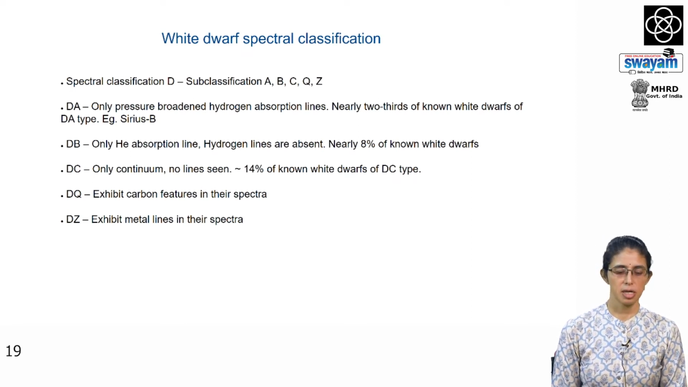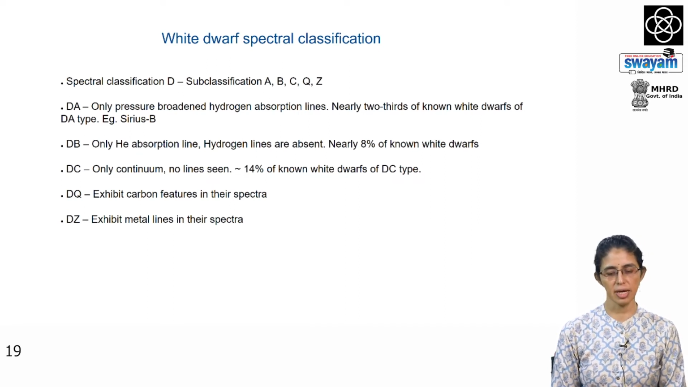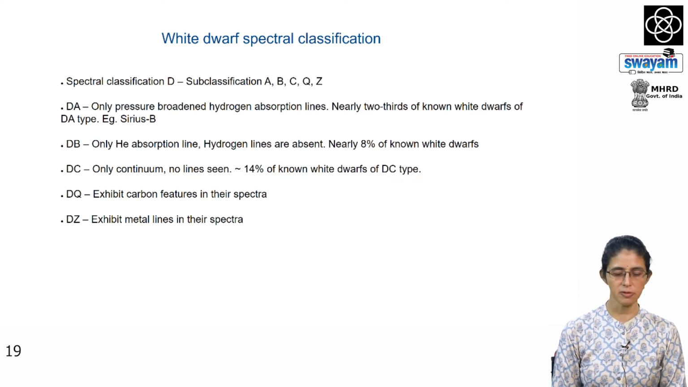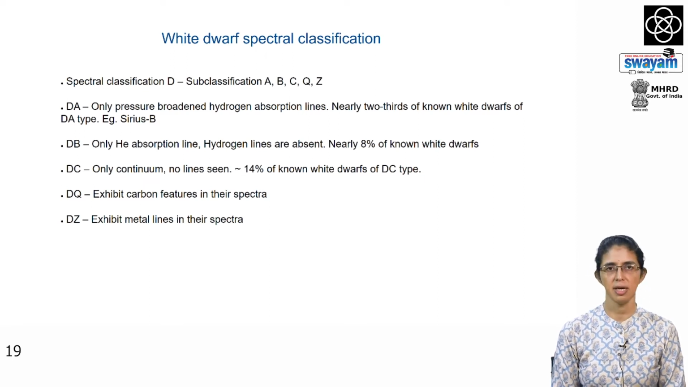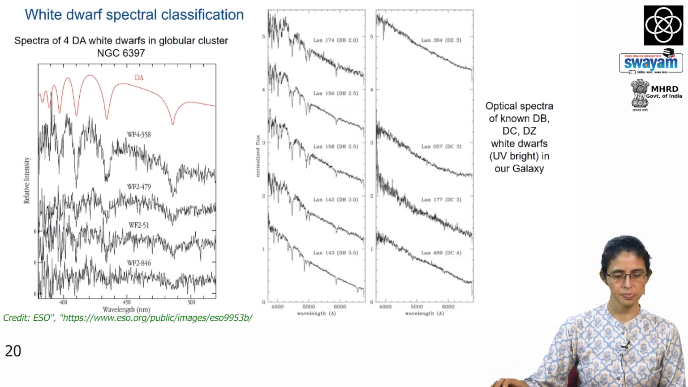DB type white dwarfs are those where only helium absorption lines are observed and hydrogen lines are nearly absent. Around 8% of known white dwarfs are found to be of DB type. The DC are those where only continuum is seen and no absorption lines are seen, and 14% of the known white dwarfs are found to be of this category. Then one has also found white dwarfs which are a bit different, and these are given the nomenclature DQ and DZ. DQ if carbon lines are seen, and DZ if heavy metal lines are seen in the spectra of white dwarfs.